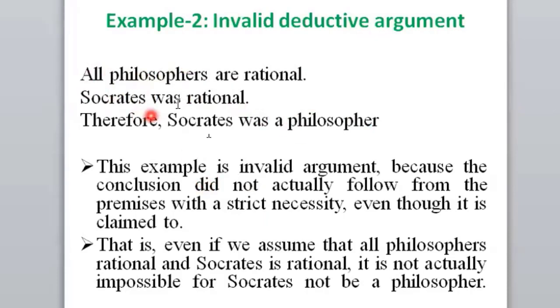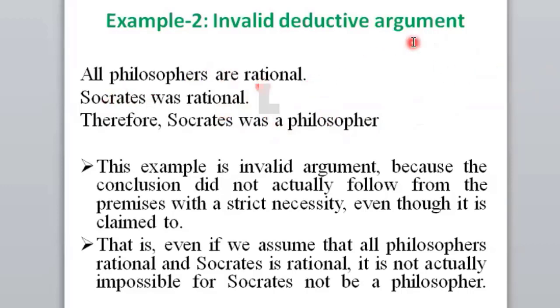And if we have the second premise, Socrates was rational, from these two premises an arguer concludes that Socrates was a philosopher. This example differs a little from the first valid deductive argument because there is no transferability here. Look at the first one: all philosophers are rational, and Socrates was rational, so Socrates was probably a philosopher.